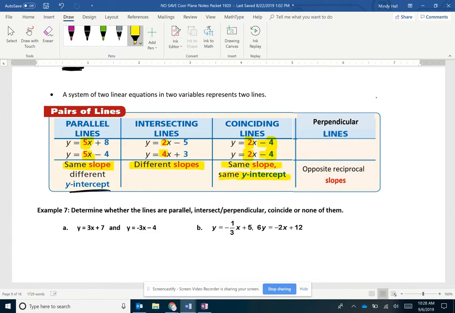And actually, it's important to make sure you're looking at the signs as well. And then for perpendicular lines, it's opposite reciprocal slopes. So if I had, let's say, y equals 2x plus 1, then a perpendicular line would be y equals negative 1/2 x. And it doesn't matter what the y-intercept was. So if you want to make a note, y-intercept can be the same, but not always.